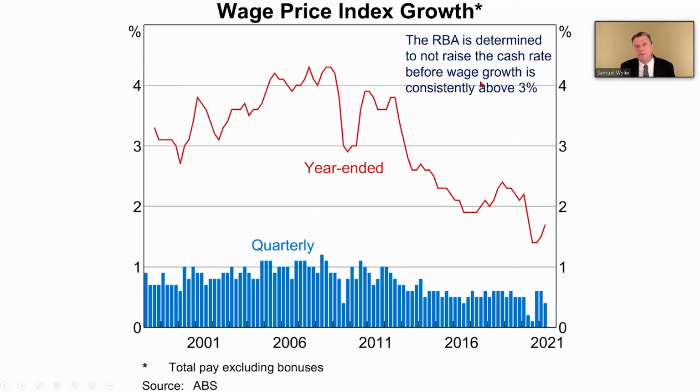And then the most common thing that the governor, Philip Lowe, says about raising interest rates is that he won't raise interest rates. This is like his mantra. We won't raise interest rates until the growth in wages is sustainably above 3%. This is me trying to quote him verbatim as closely as I can.